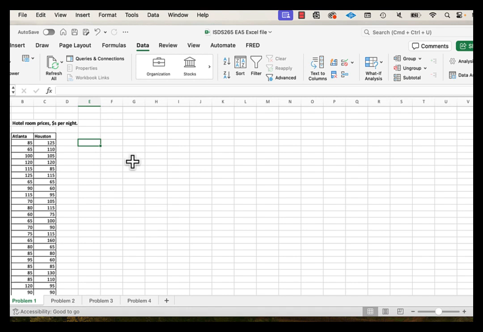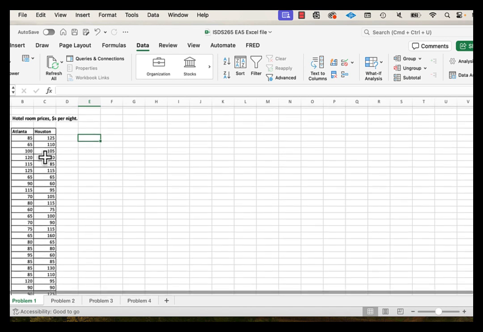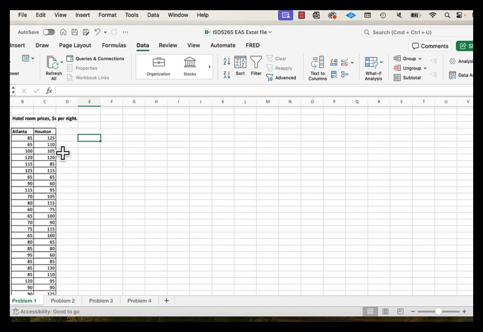So what we're going to do is we have our data here. Now, you are also told that, from having a lot of additional data, you know what the standard deviation is for hotel room prices in both Atlanta and Houston. Given that you know what those standard deviations are, you're going to be using a variation of a z-test.